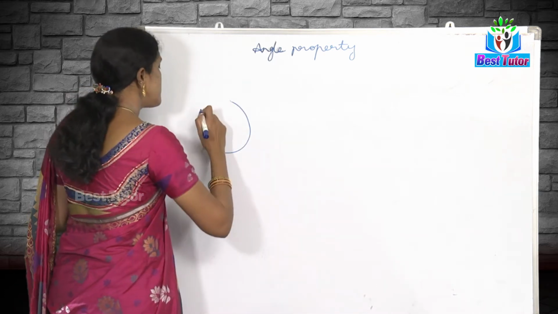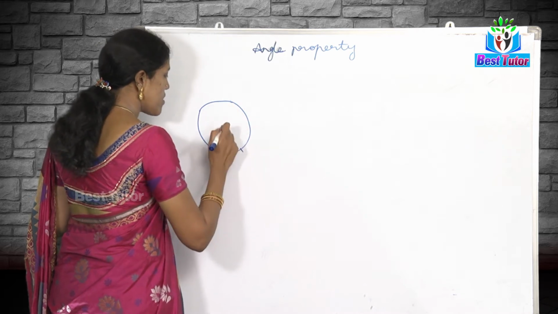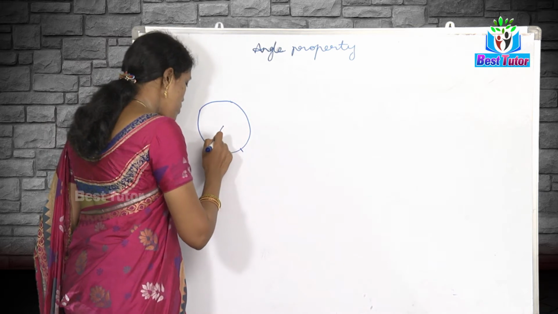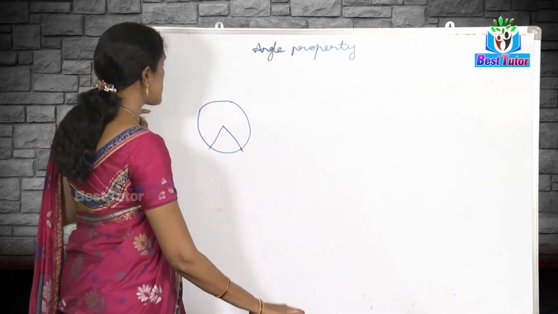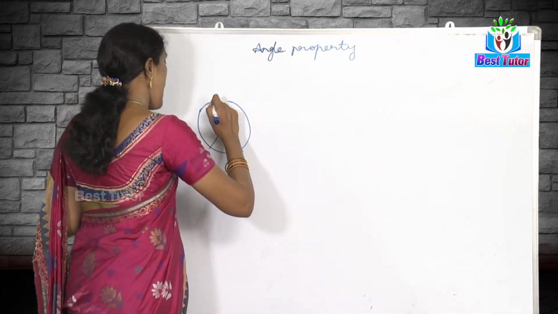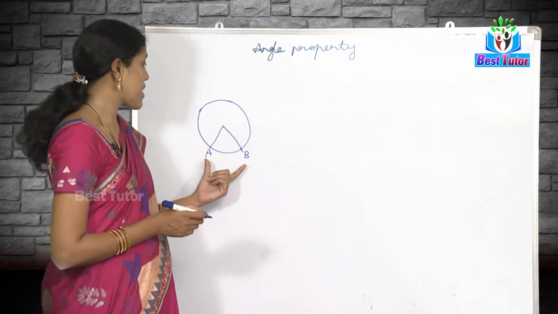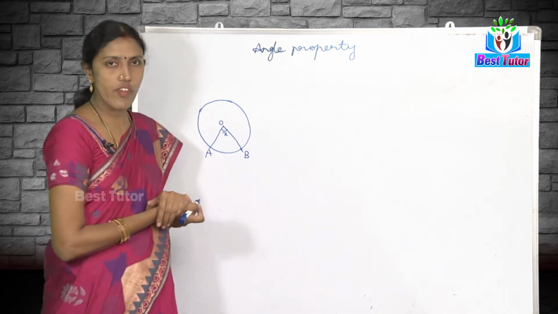In a circle, infinite arcs can be drawn. I consider one arc and the center of the circle. If I join these two, I get two radii, and this is the angle subtended by the arc AB at the center of the circle. This arc AB subtends an angle x, for example, at the center of the circle.